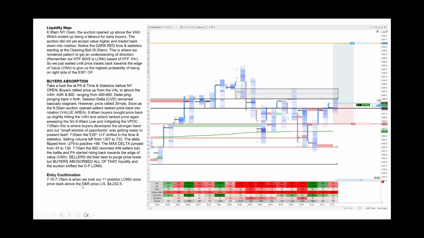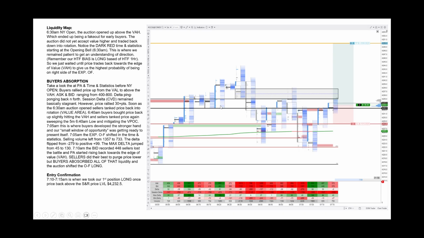Once price broke above the support and resistance price level 4232.5. 4232.5 is this black horizontal level right here. As you can see right here, 4232.5. This was being used as a level of support and resistance.